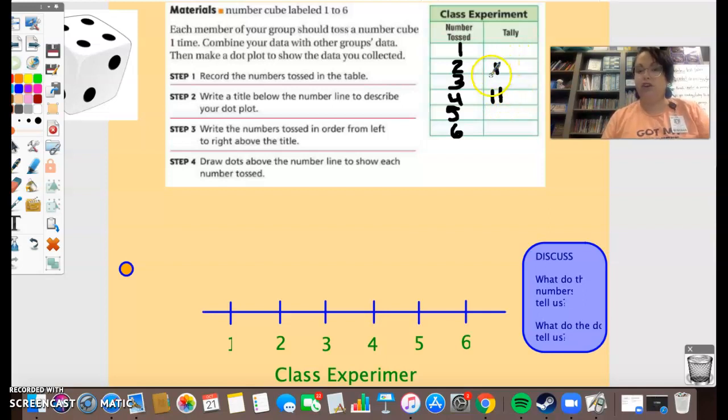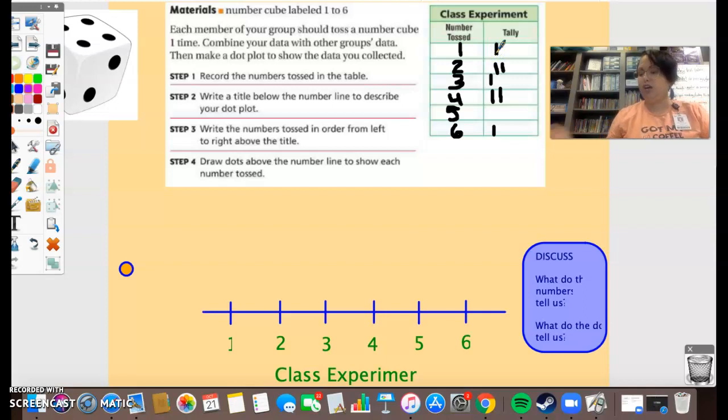There's a 3. How many is that so far? That's 4. There's a 6. There's a 2. Sorry you can't see it. There's a 1. Okay, 1, 2, 3, 4, 5, 6, 7.